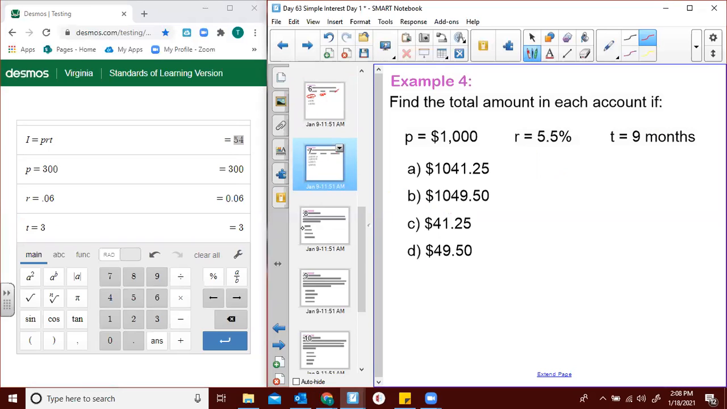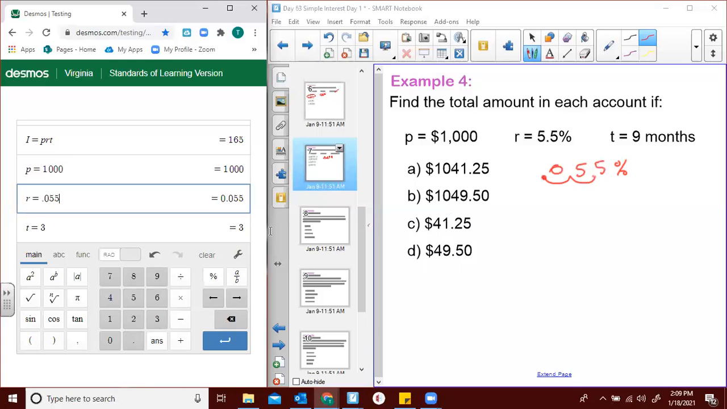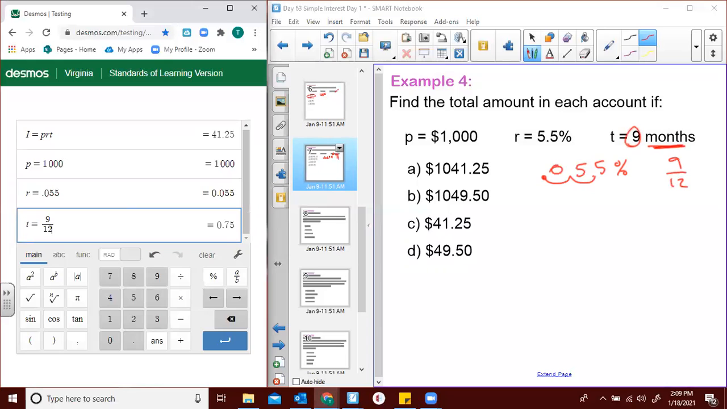All right, one more quick one. I'm going to go ahead and change my P to 1,000. Let's just drive this home. I have 5.5%. I need to turn that into a decimal, 1, 2, fill in my zeros. So I have 0.055. And then notice that I have my 9, but it's in months. So I'm going to write that as 9/12. And you'll see up top here, I get $41.25.